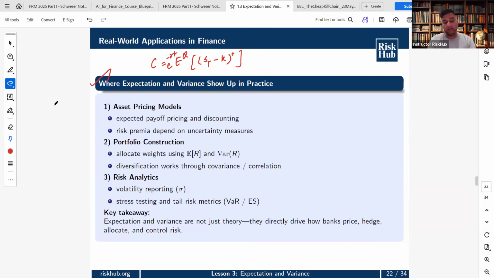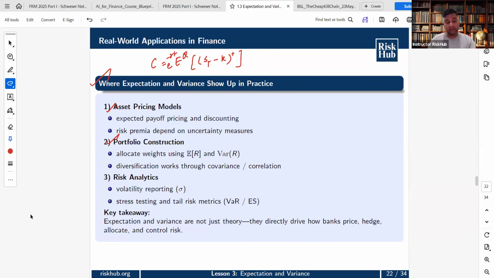Portfolio construction: portfolio managers allocate capital using expected return and your VaR, right? So that's what we have. The questions they ask are: which asset has the highest expected return, which asset has the lowest risk, which combination maximizes the Sharpe ratio? This directly leads to maximization of the expected value of R minus Rf, divided by sigma.